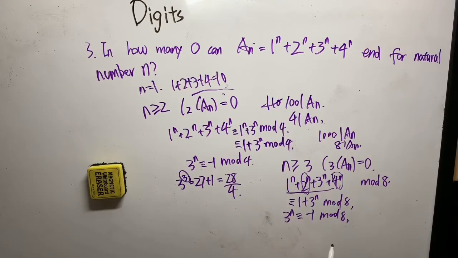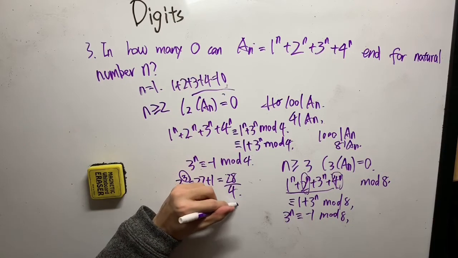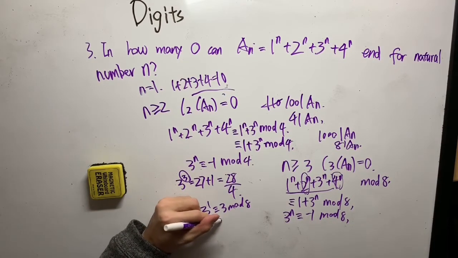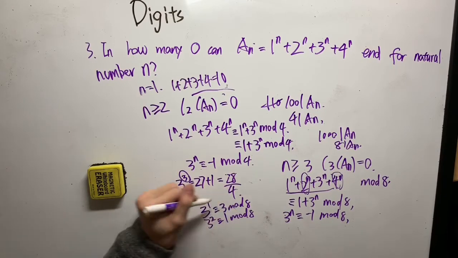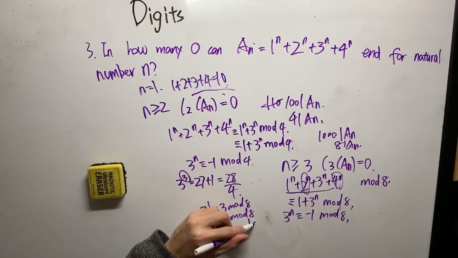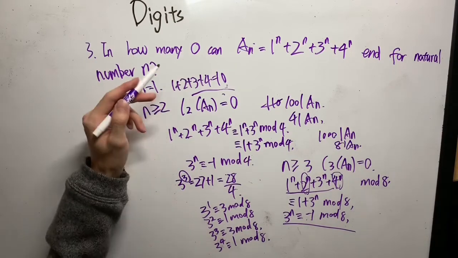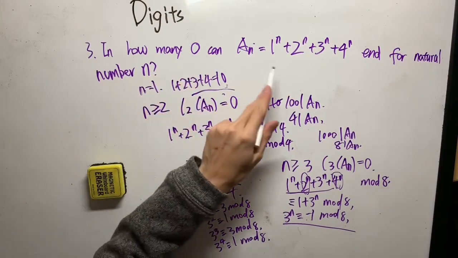But is this possible? So let's look at 3 under the modulo 8. 3 to the first power is congruent to 3 mod 8, and 3 squared is congruent to 1 mod 8. 3 cubed is congruent to 3 mod 8, and 3 to the fourth power is congruent to 1 mod 8. Thus, 3^n congruent to -1 mod 8 will never happen. Thus, the most zeros that a_n can have is 2.